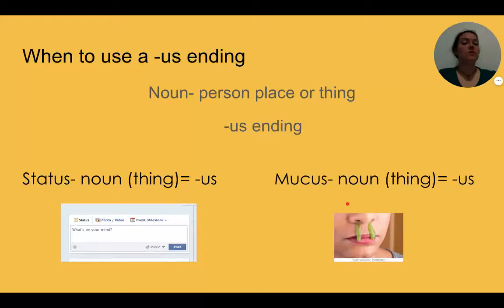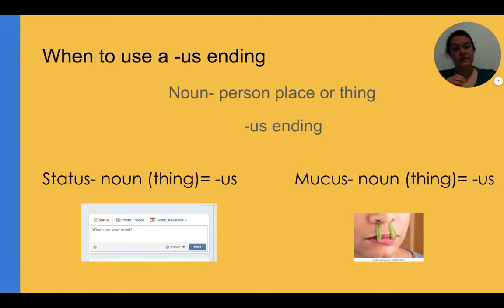This would be mucus. Mucus is a thing, so it's stuff that comes out of your nose. So I know that it's a noun because it's a thing. So I would write US rather than OUS.